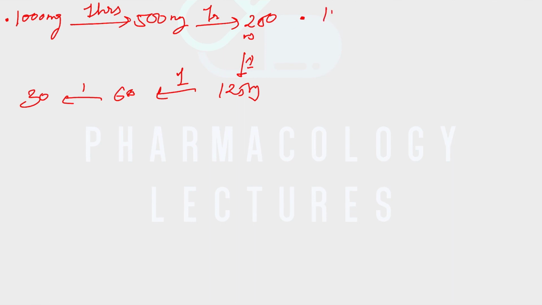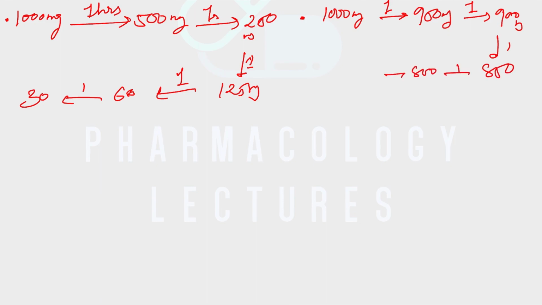In a different scenario, the patient takes the same 1000 mg of drug. After 1 hour, the concentration in blood decreases to 950 mg. After 1 hour, it is 900 mg. After 1 hour, it's 850. After 1 hour, it's 800, and after 1 hour it is 750 mg. So after 5 hours, in the first scenario, the concentration is just around 30 mg, and in this case, after 5 hours, the concentration of drug is still 750 mg.